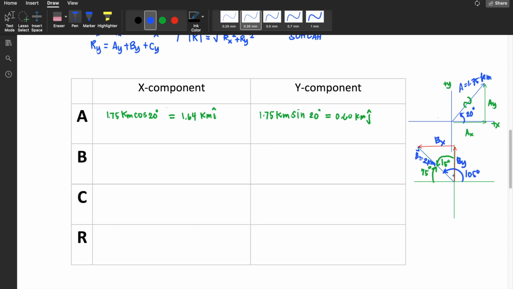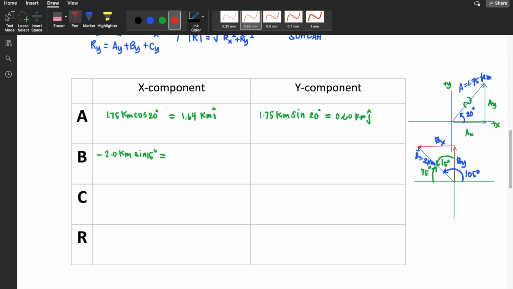If you'll notice, your bx is on the opposite side of angle 15, so meaning sine. So you'll have here 2 kilometers sine 15. Is it positive or negative? It's towards left, so negative. Or you can also use this angle 75 here. You can also use component methods for this one, this 2 here.